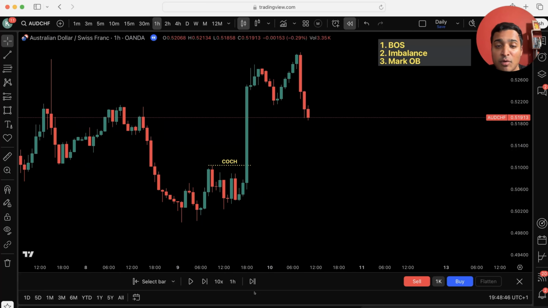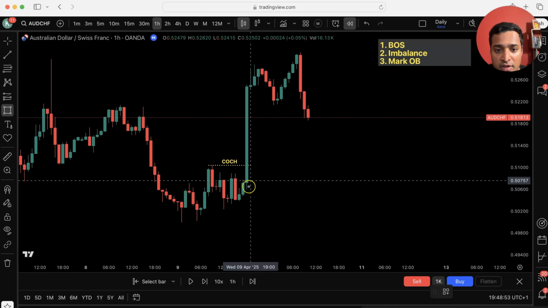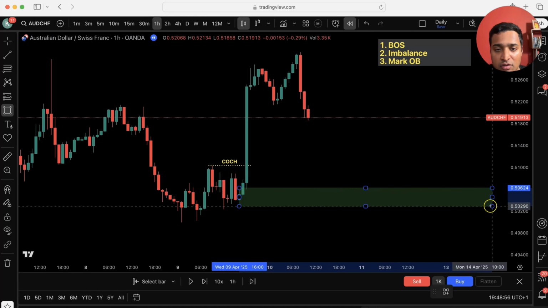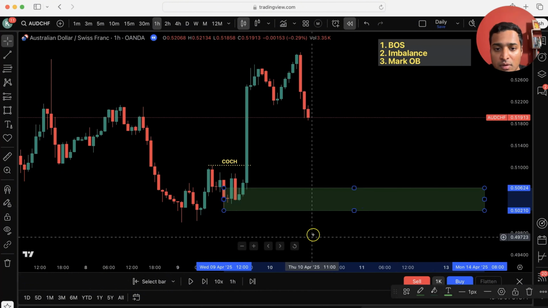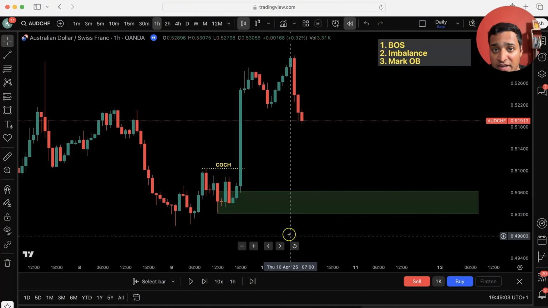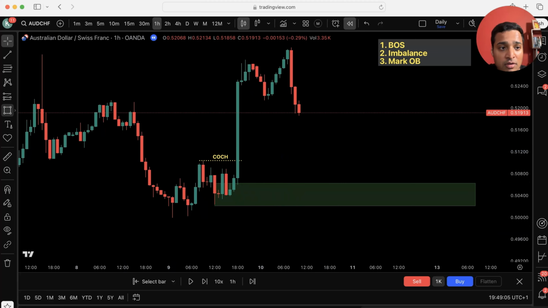The next step is to mark the order block on the last candle before the impulsive move. And so I marked the order block here. So this was the last candle before the impulsive move up. So now we can put a limit entry at the top of the order block.